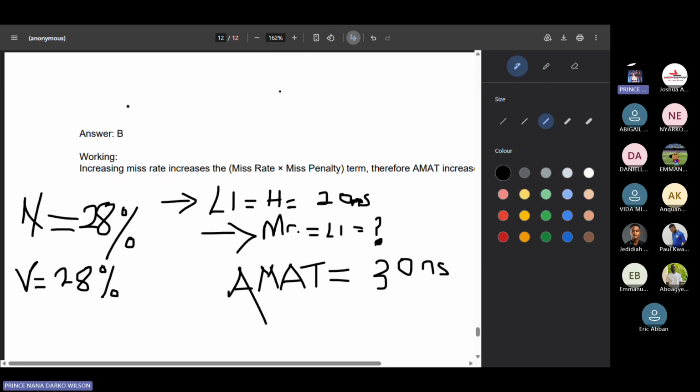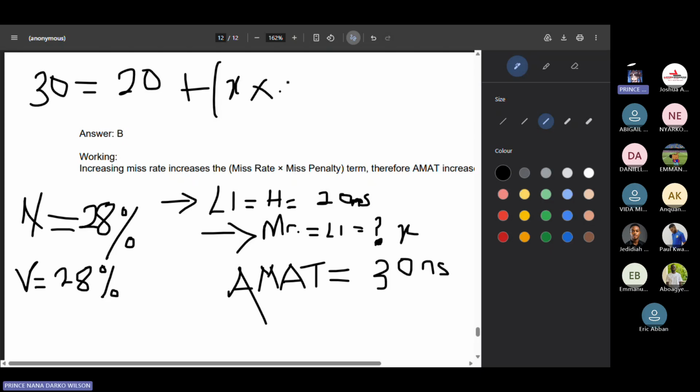Okay, so the level 1 hit time is 20 nanoseconds. So our average memory access time, which is 30, is equal to the 20 nanoseconds plus the product of the miss rate, which we do not know. So let's use X. Let the miss rate be equal to X, okay? So you always show such variable assignments. So X times the access time for level 2.